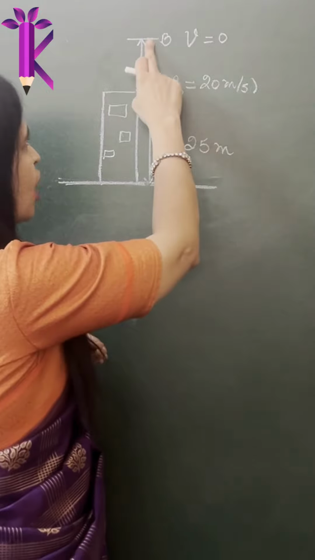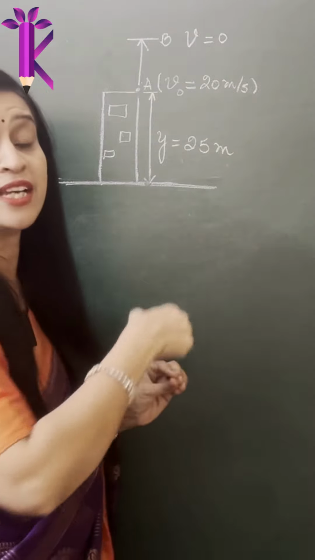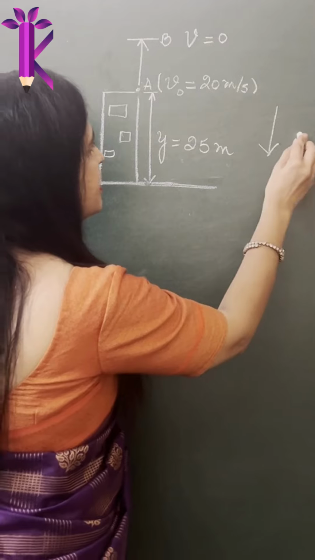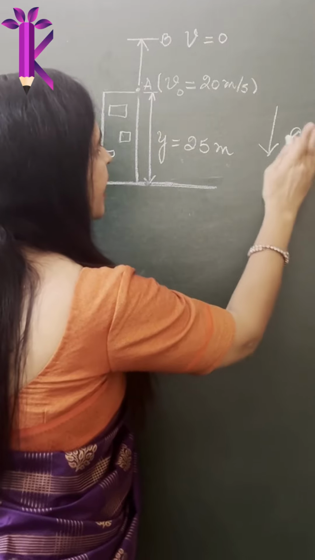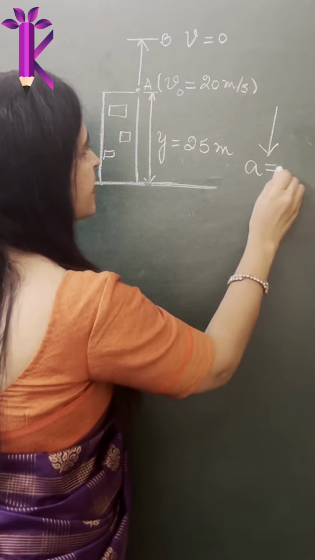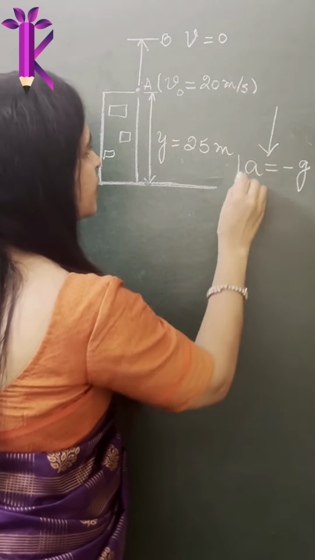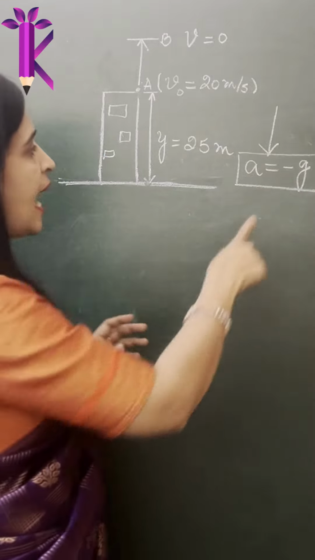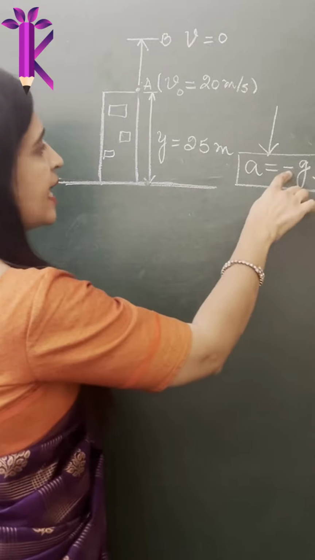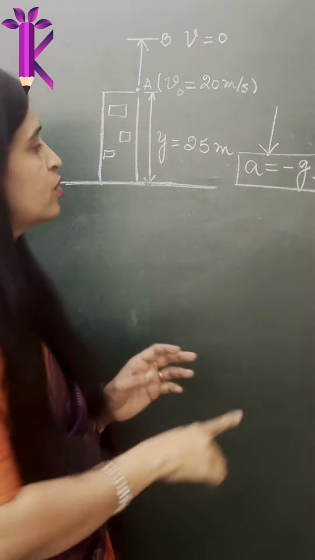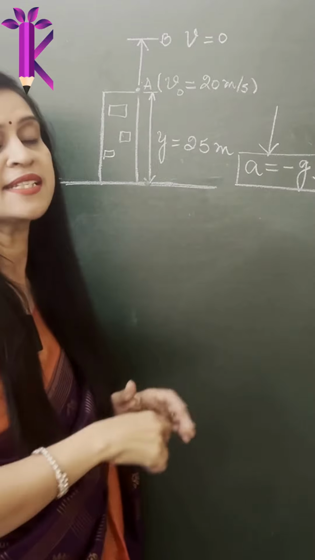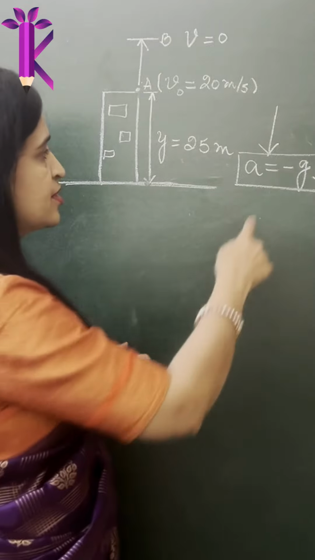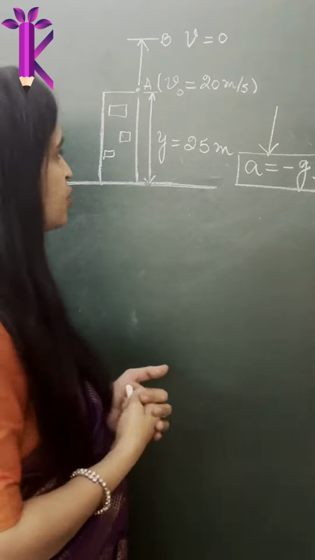Therefore it stops and then comes back in the downward direction due to gravity, which is in the downward direction. Since it is coming in the downward direction, we assume the acceleration always to be negative. In the downward direction, acceleration is denoted by the letter g, with a minus sign. That is just a convention we follow. In the upward direction, we always take it to be positive. In the downward direction, we always take it to be negative.